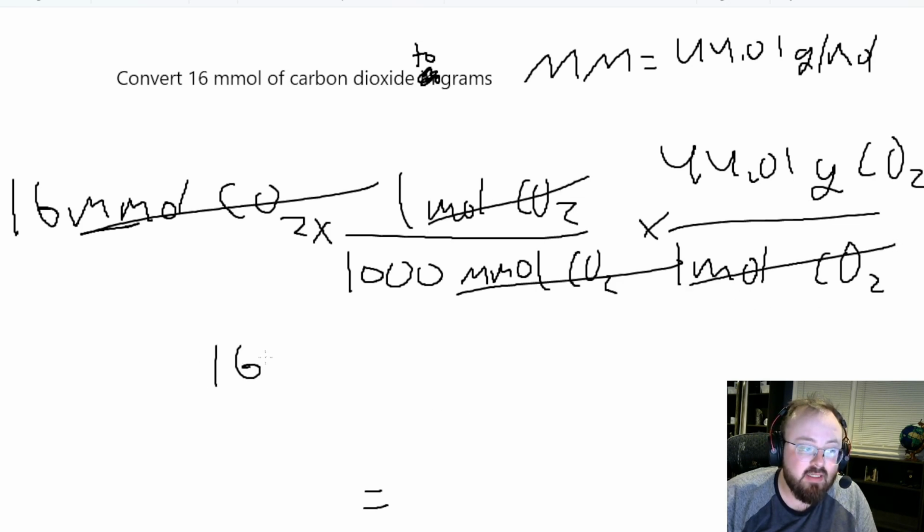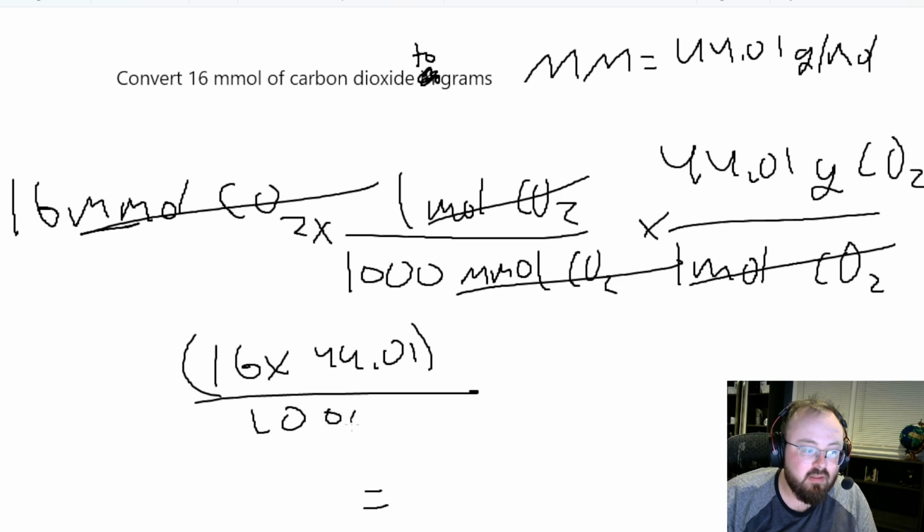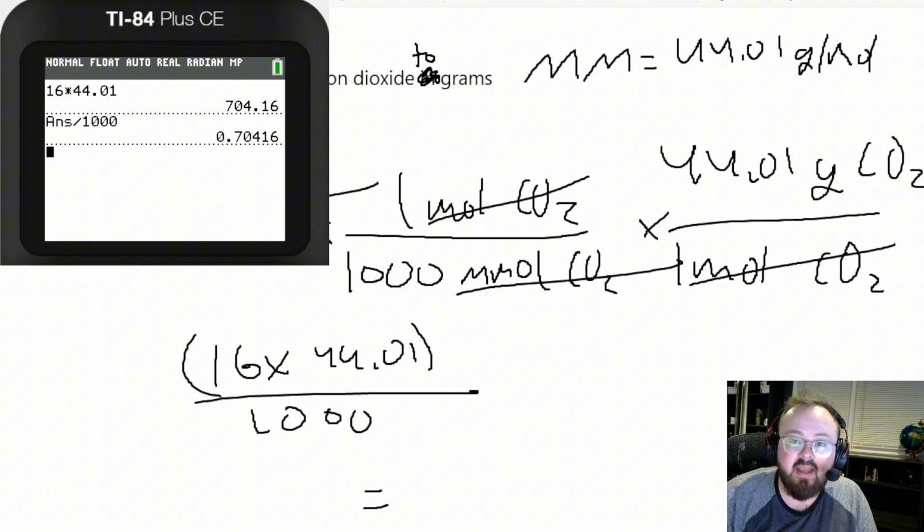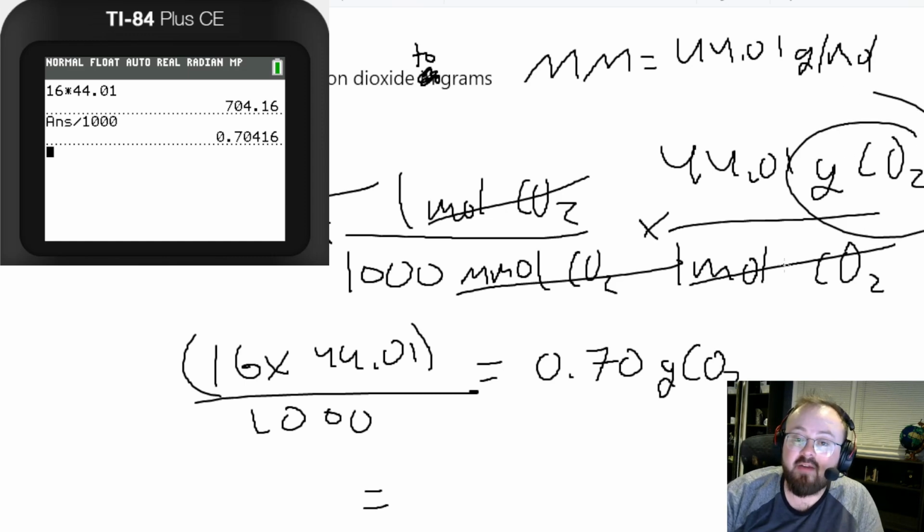What am I left with? 16 times 44.01 divided by 1,000. Okay, we bring up our calculator again. 16 times 44.01. I'm going to take that answer, divide that by 1,000. And I get this as my answer. We started with 2 significant figures, the number 16, which means my answer should be in 2 sig figs, 0.70 grams of CO2. How do I know it's grams of CO2? Look what I'm left with. It's the only thing I did not cross out.